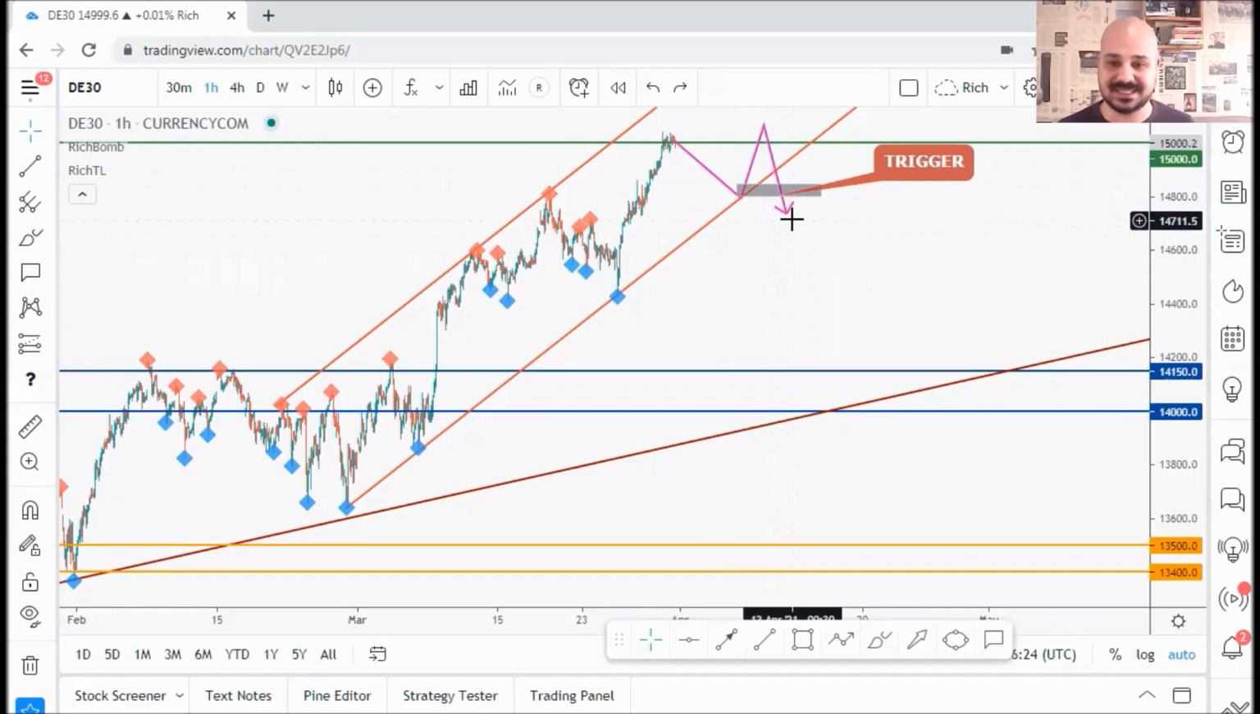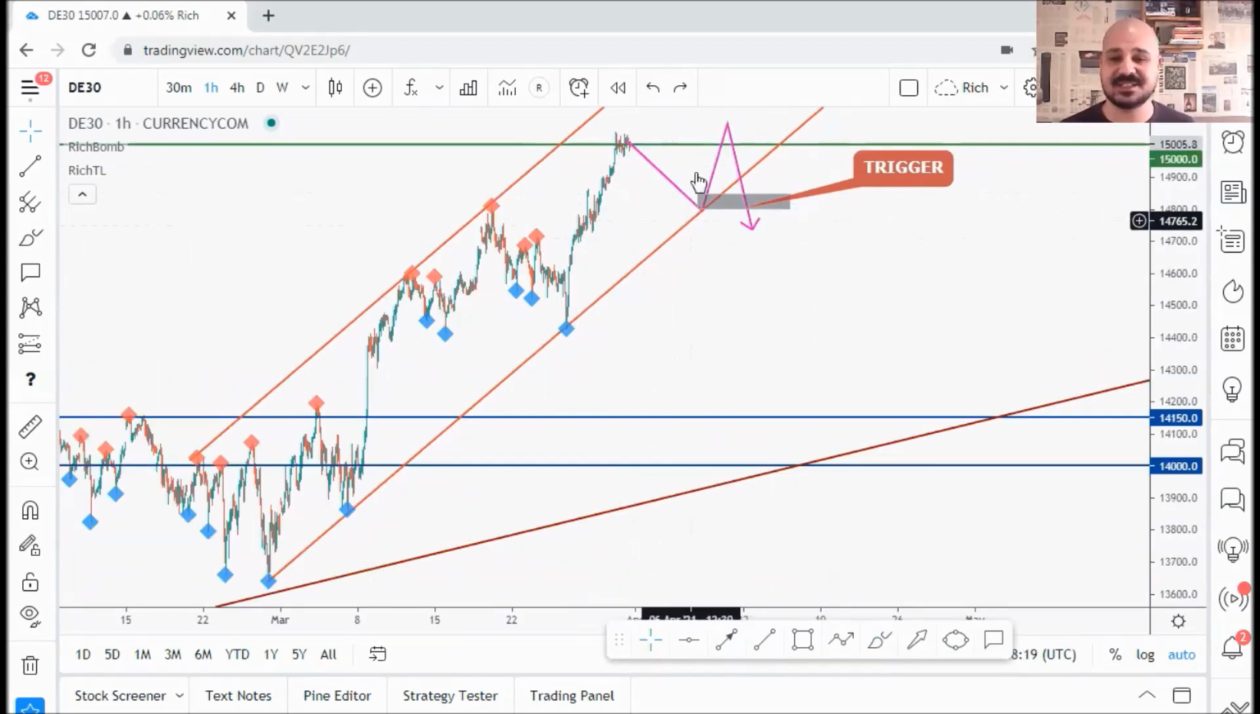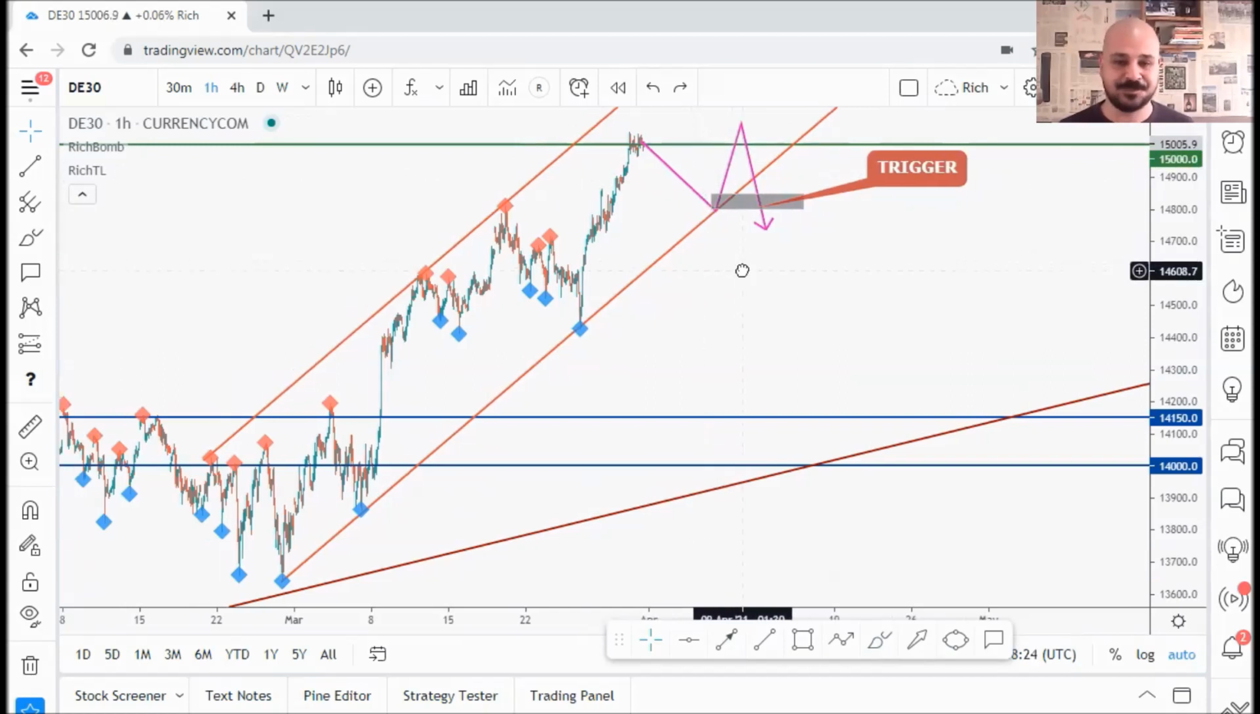And of course, meanwhile, until this happens, DAX would be overall bullish and can still trade higher until the sell is activated.